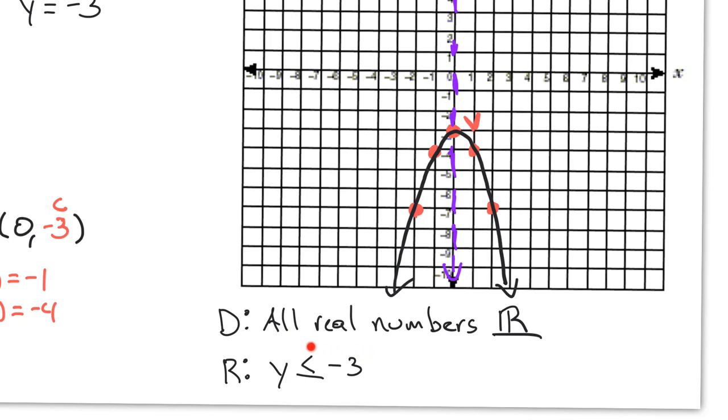So what this is saying is that your y values in this function, which is the parabola, are less than or equal to -3. Less than because it goes down from the vertex, the parabola goes down, that's why we use a less than, and it's or equal to because the parabola actually crosses that point at -3.